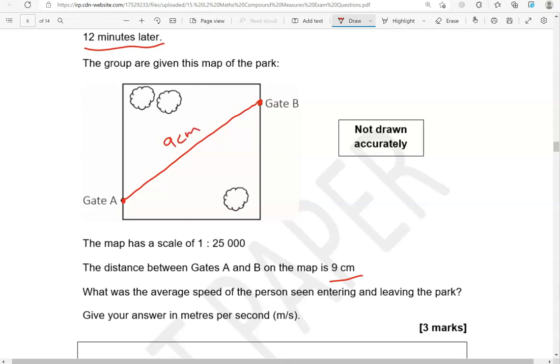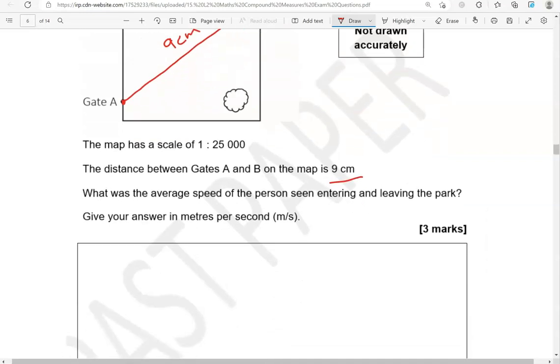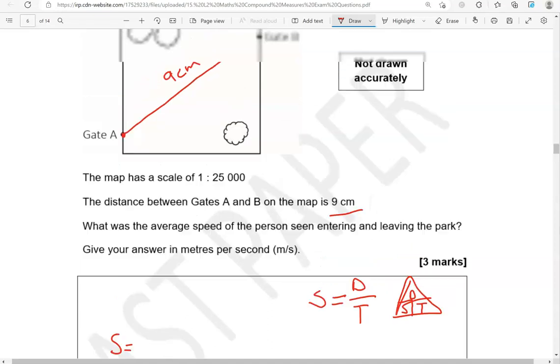What was the average speed of the person seen entering and leaving the park? Give your answer in meters per second. So we're working out the speed. Speed is distance over time. So what is the distance?